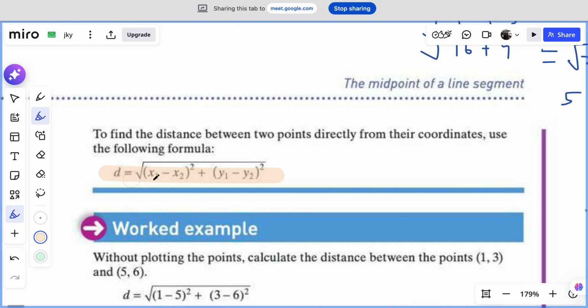Okay, now let's move on. Parallel lines and their equations. If two lines are parallel, for example if you have two parallel lines, the gradient of one is equal to the gradient of the other one. The gradient will be the same. If this is line 1, the gradient of line 1 will be equal to the gradient of line 2. But if lines are perpendicular, the gradient is not the same.